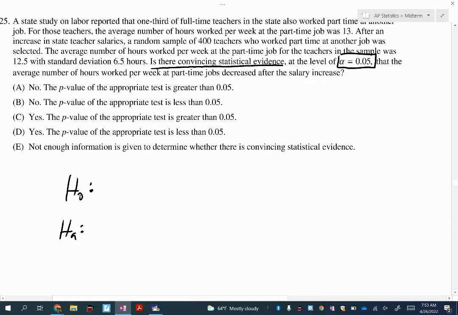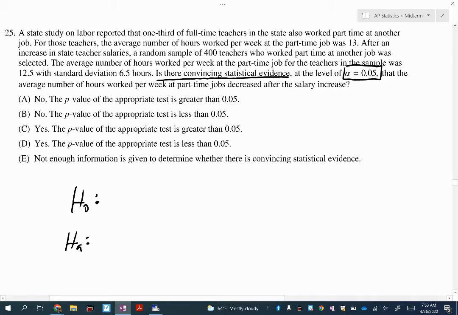Okay, let's see. What kind of test are we running? It says the average number of hours. So when I see that average word, what am I thinking? I'm thinking means, very good, not proportion, so not a z-test. Doesn't look like this is talking about two quantitative variables. That's when we did the linear regression t-test, so we don't have to worry about that. So really, it's some type of t-test.